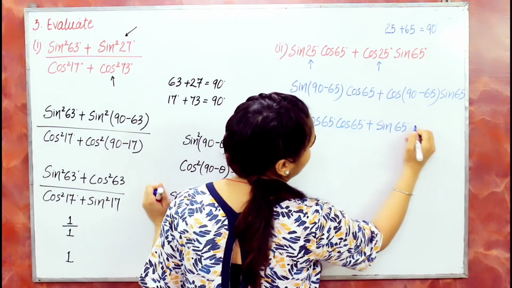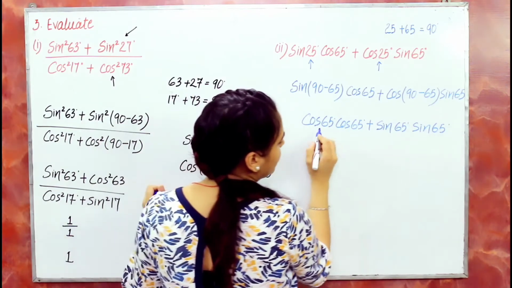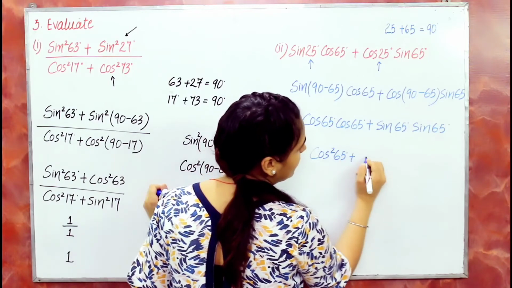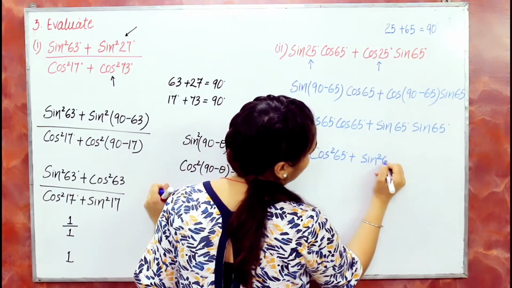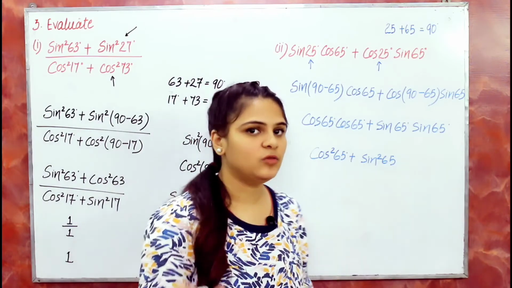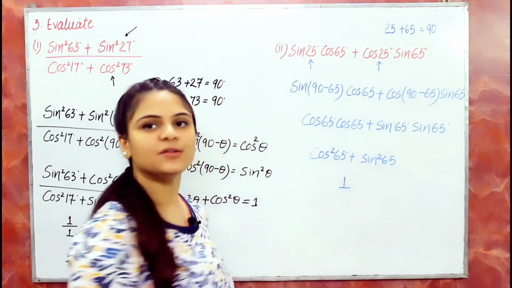Sin 65. From there you can write it as cos square 65 plus sin square 65. So this is in the form of cos square theta plus sin square theta, which is equal to 1. So that's your final answer.